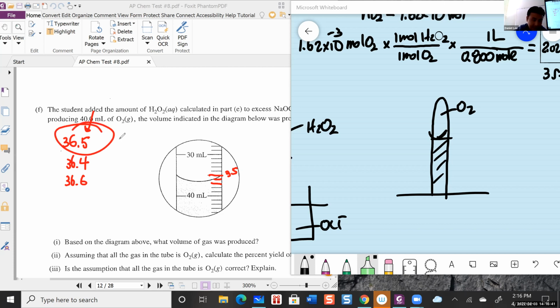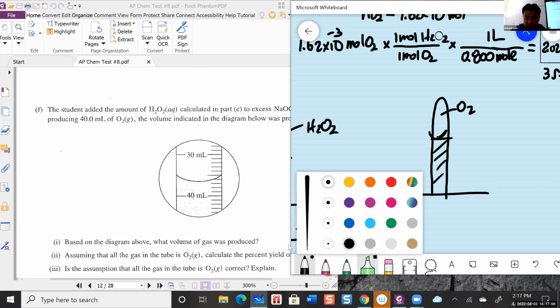They will take 36.6, 36.4, they will even take 36.7 or 36.3. So they take a bunch of them, but you need 3 sig figs. Otherwise it's wrong. Okay, so that's the answer. All right, so 1 point for F1.